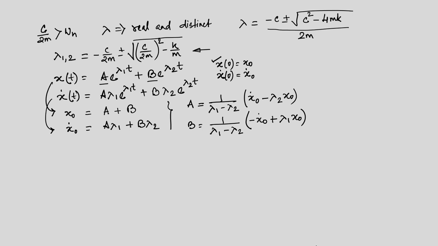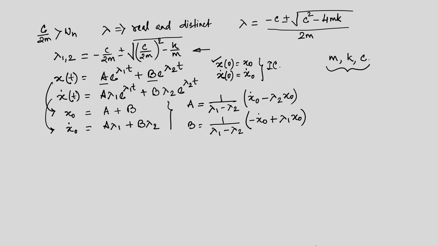So, what we do? We first define the mass, stiffness and damping. Then once we do that, the problem statement is defined. We also need to define the initial conditions. Then based on this mass, stiffness and damping coefficient, these are the system parameters. Once we define the system parameters, then we can find out the roots, that is lambda 1 and lambda 2. And once we do that, based on the initial conditions, we can find out what is A and what is B. Once that is done, then we can write down the solution x of t.